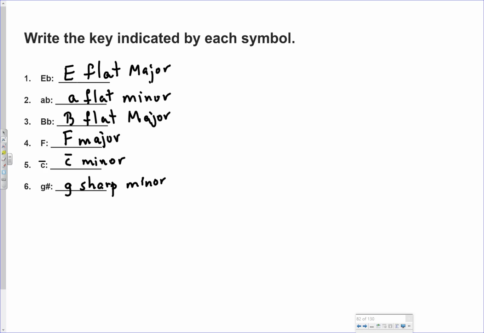Let's check your work and see how you did. Number 2 is A flat minor. Number 3 is B flat major. Number 4 is the key of F major. 5 is the key of C minor. And 6 is the key of G sharp minor.